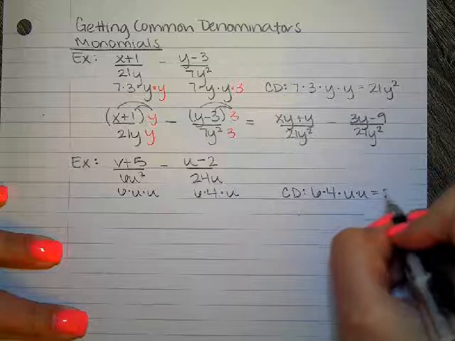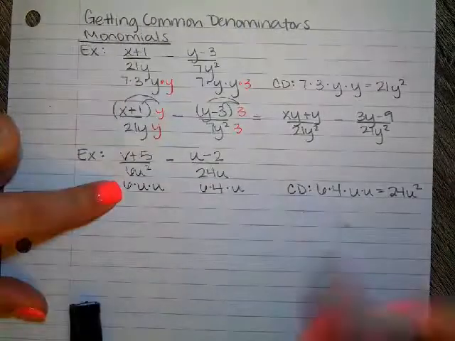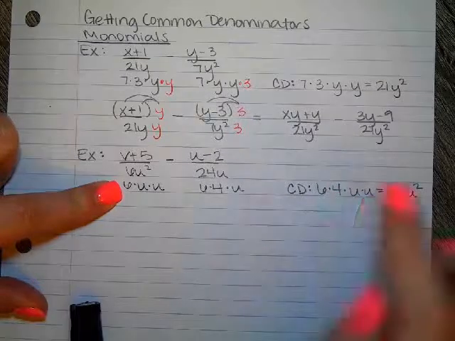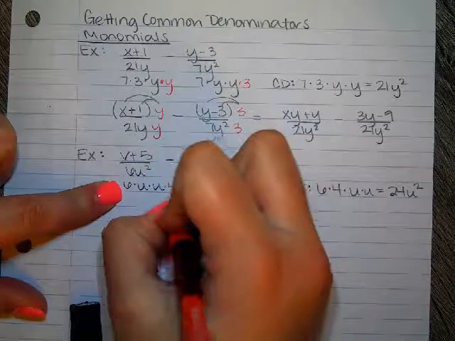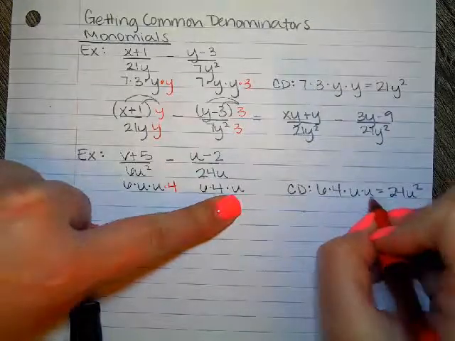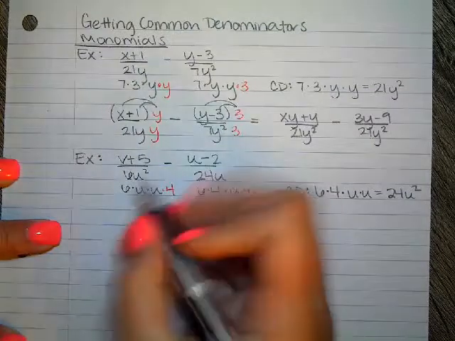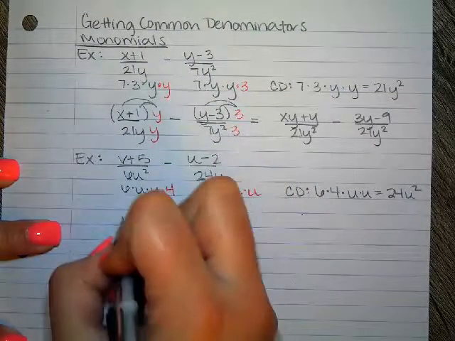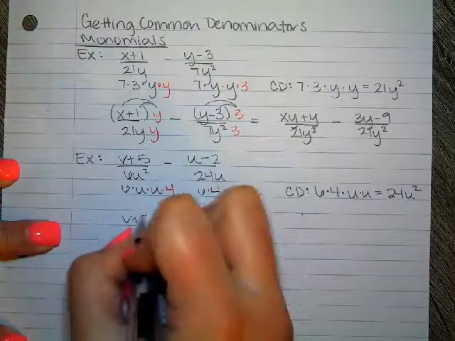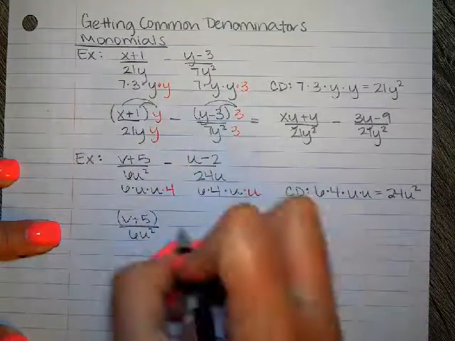So 24u squared. So the first fraction has the 6, has the u and the u. It's going to need the 4. The second fraction has the 6, the 4, and 1 u. It's going to need the second u. Okay, so I've got v plus 5 over 6u squared, and I need the 4.